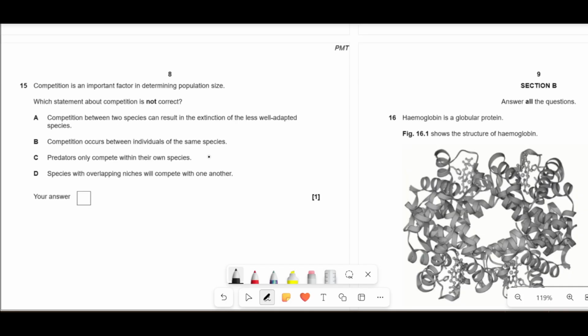Competition is an important factor in determining population size. Which statement about competition is not correct? Competition between two species can result in the extinction of the less well-adapted species. That one is correct. That's natural selection, so that one's out. Competition occurs between individuals of the same species.